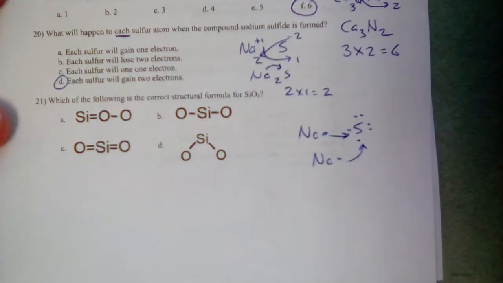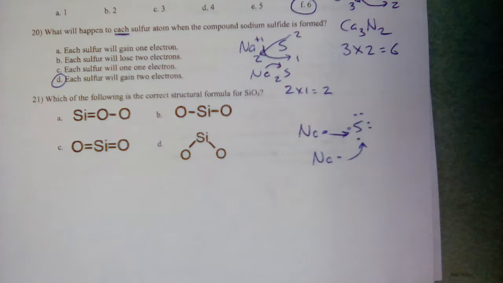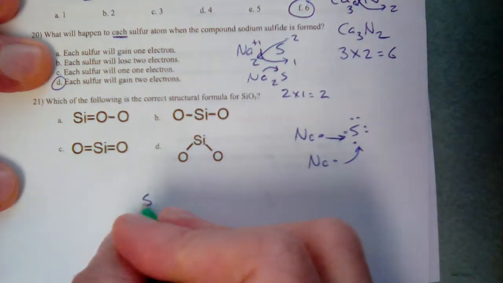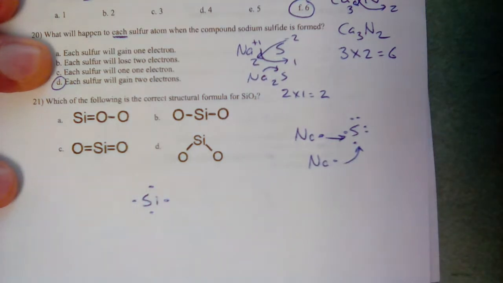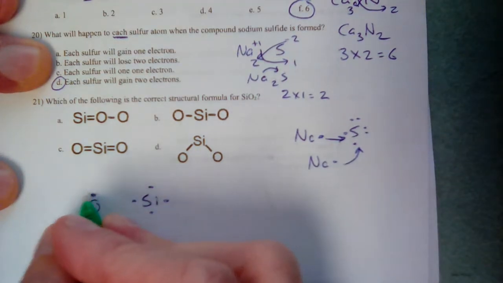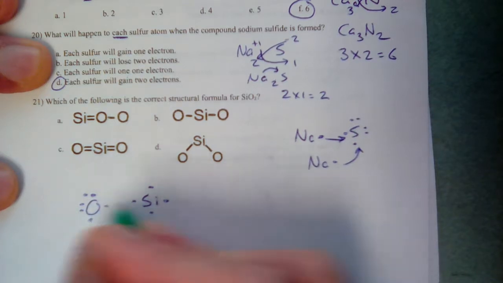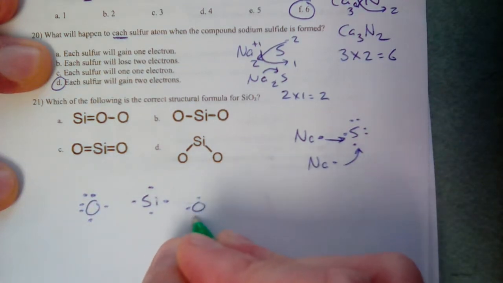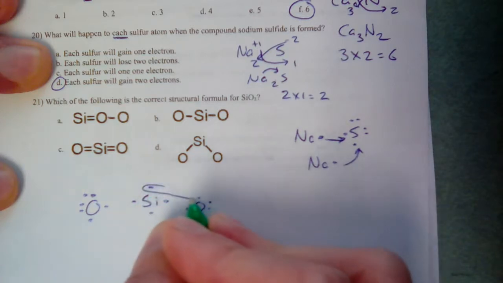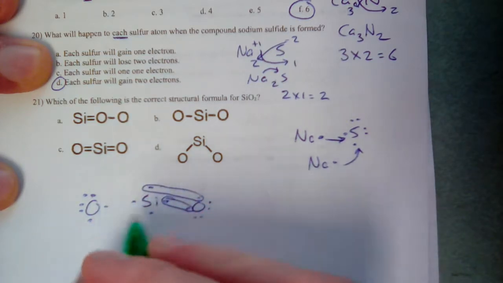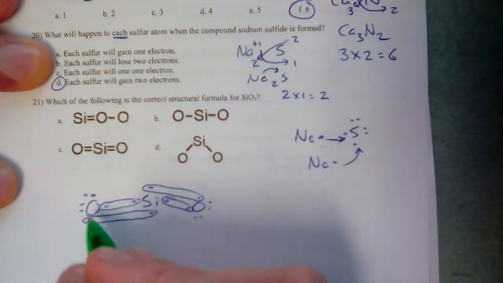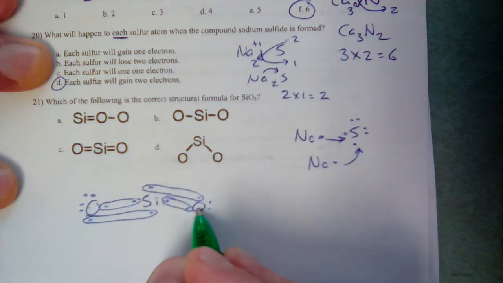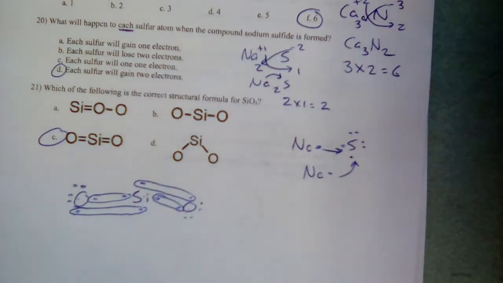And the last one on this particular paper, structural formula for SiO2. So silicon's got 4 valence electrons, group 14, looks like that. Oxygen in group 16 with 6 valence electrons, looks like that. Start pairing up single dots. I got a double bond between that oxygen and silicon. I've got a double bond between that oxygen and silicon. The only one that shows that is C.